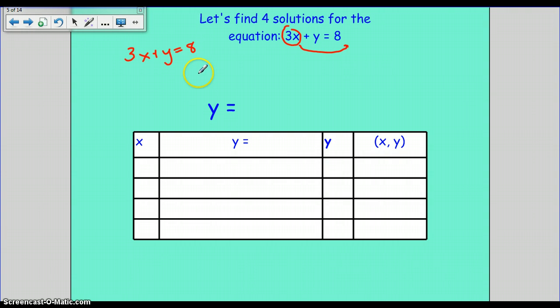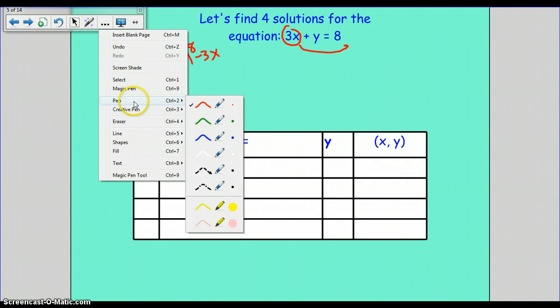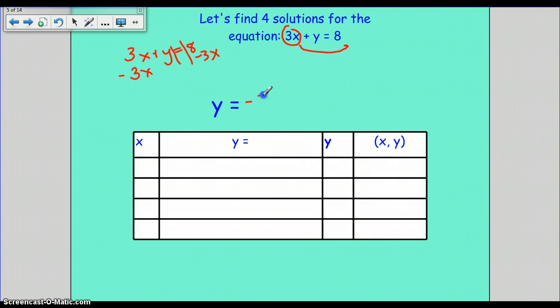and, since we're trying to isolate y, do our railroad tracks. Now this is a positive 3x, so we can subtract 3x from both sides. Now be careful. You can only combine like terms. We have a naked number here and a minus 3x. Now can you put those together? No, you cannot. Okay, so with that said, y equals negative 3x plus 8.